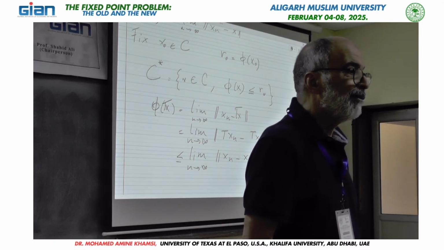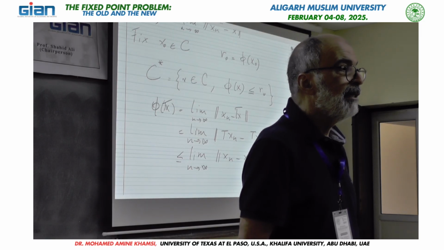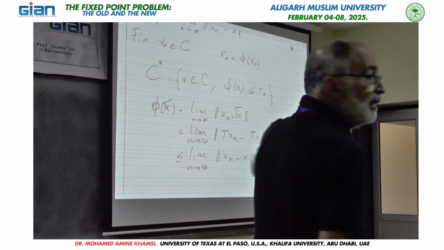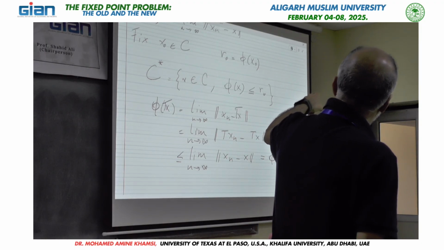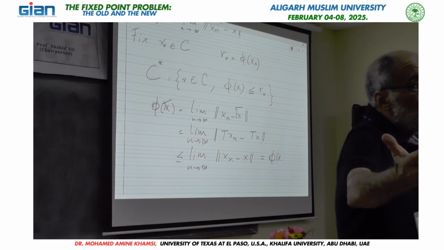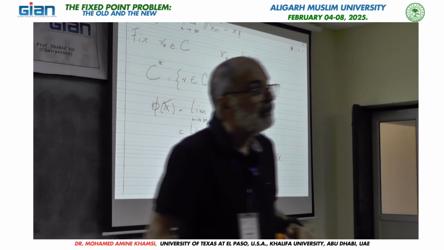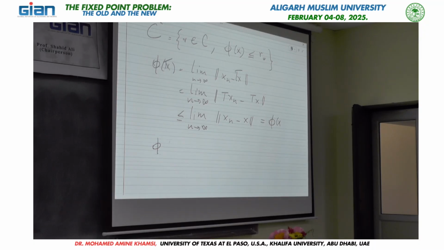So what happened? We can use what? The minimal behavior of C to say that C star is equal to C. What does that mean? It means for any x in C, phi of x is less than R0, which is phi of x0. Same argument, because x0 was arbitrary anyway. Therefore, the function is constant. The problem is, what is the value?